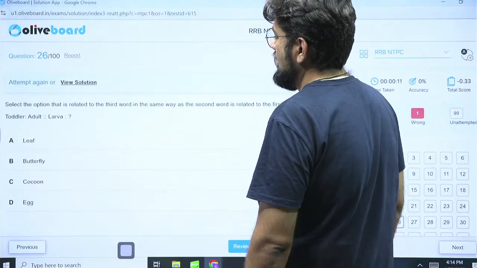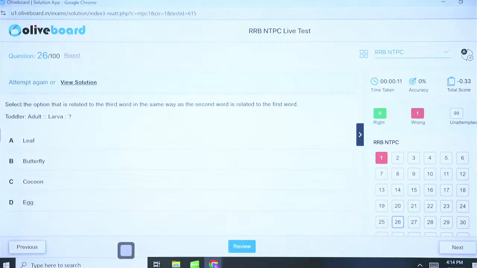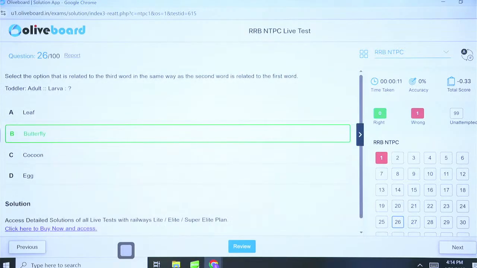Toddler, adult, larva. So toddler grows up to be an adult. Similarly, larva will grow up to be a what? Now I know a lot of people are thinking pupa, but after toddler we would have an adolescent maybe, and then an adult. So it's skipping one step in between. So this is also skipping one step in between. So tell me, what is the answer? So obviously larva, pupa, butterfly, option B will be the correct answer.